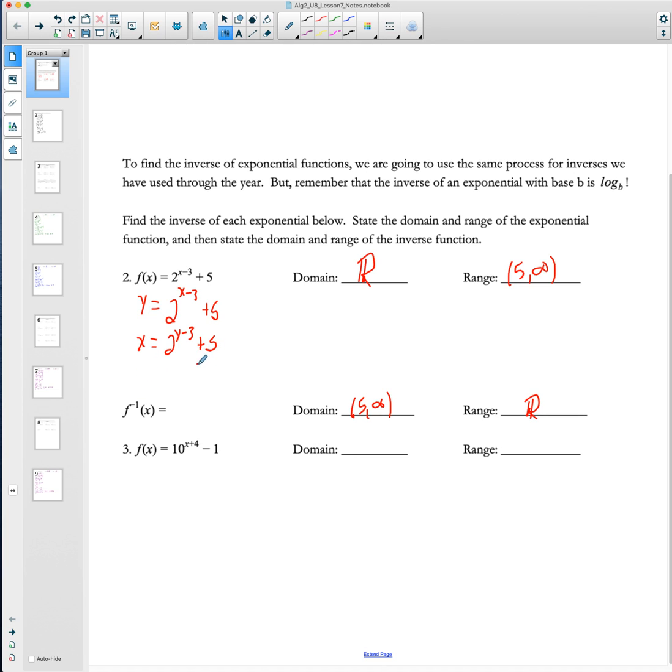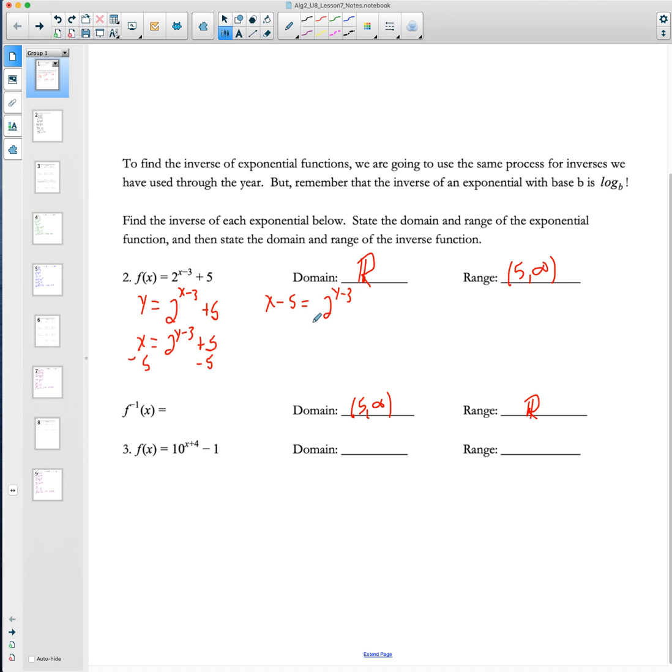So I'm going to subtract 5 from both sides here. Subtract 5, subtract 5. And I'm going to rewrite it right here. So we'd have x minus 5 equals 2 to the y minus 3. So now here's where that inverse operation comes in. I have to get to this y. So to do that, I have to take the inverse of this exponential.